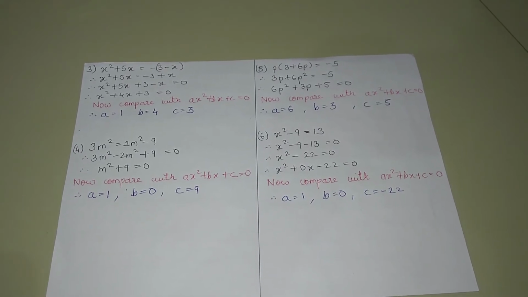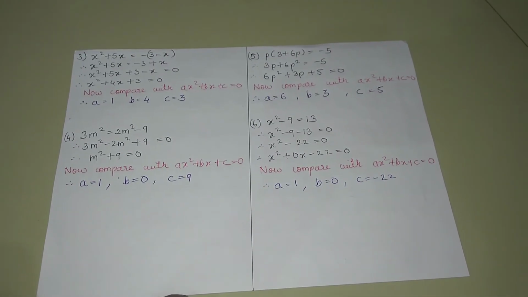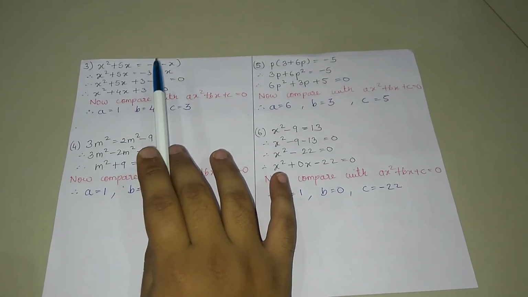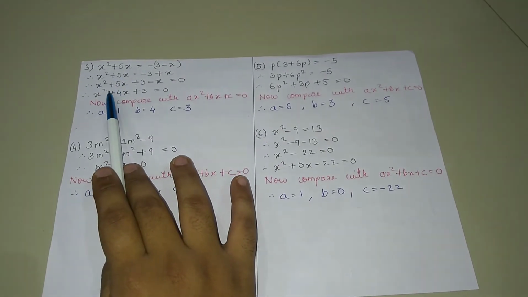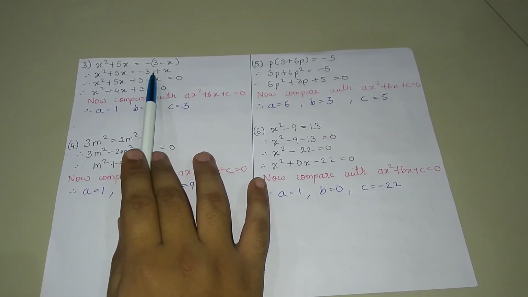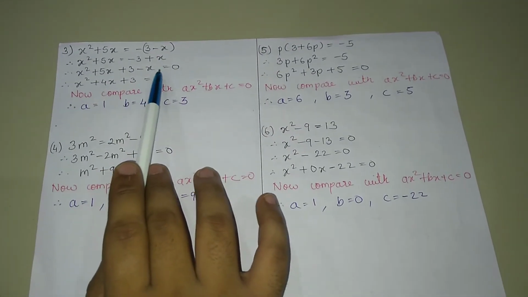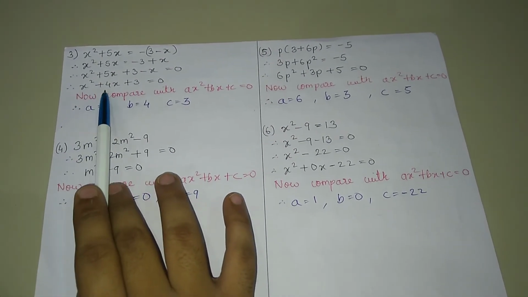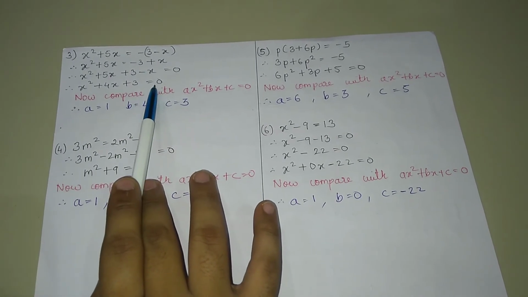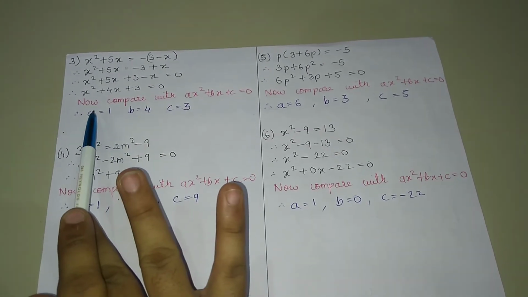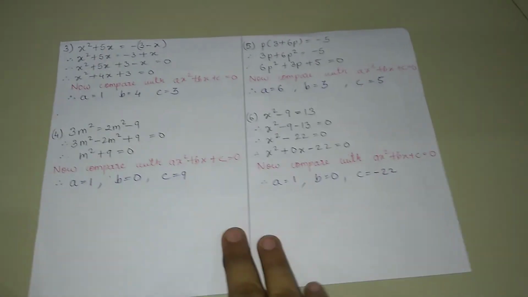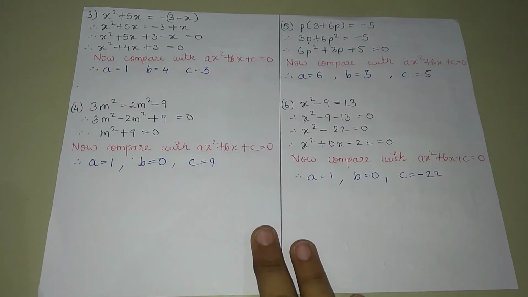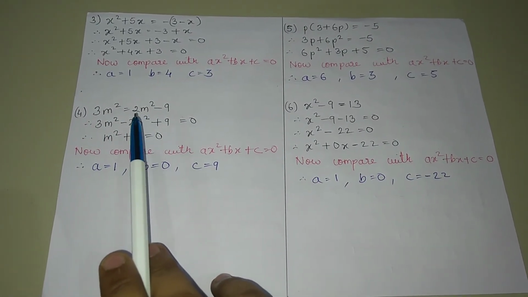Okay, so coming to the third question now, x square plus 5x is equals to minus 3 minus x. So x square plus 5x is equals to minus 3 minus x. This minus 3 will come to this side, so it's plus 3, and the minus x also comes over, so x square plus 4x plus 3 is equals to 0. Now comparing with our general form, we get the a, b, c values: a is 1, b is 4, c is 3.